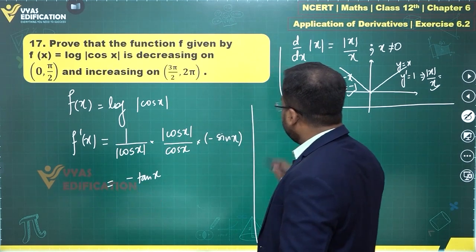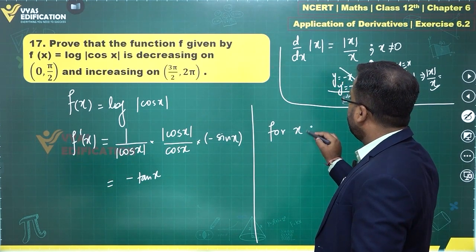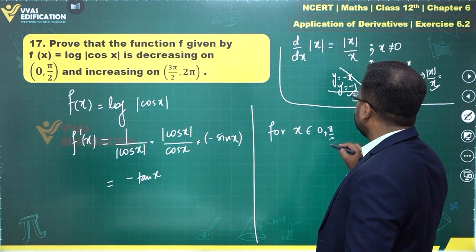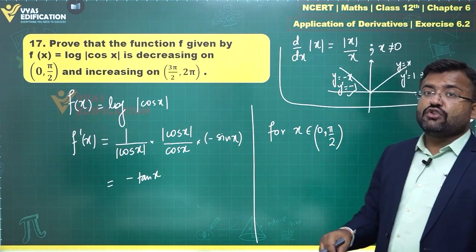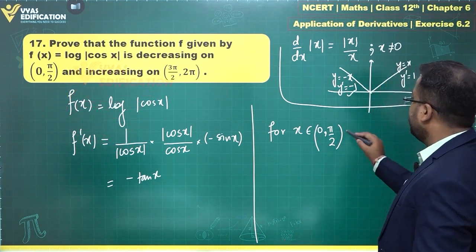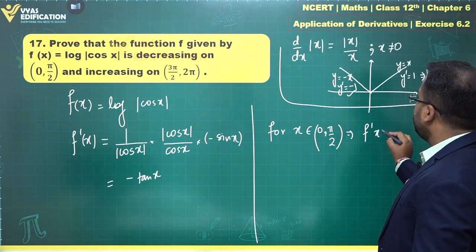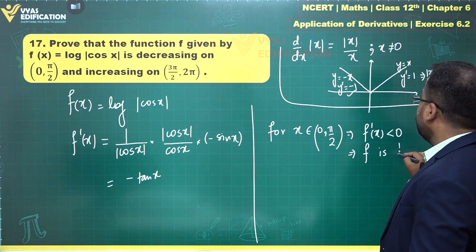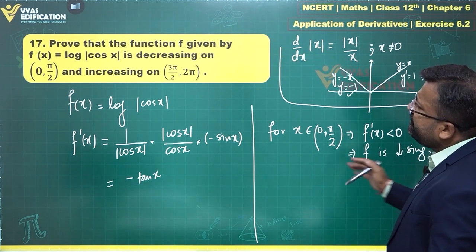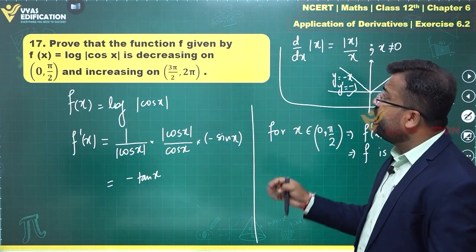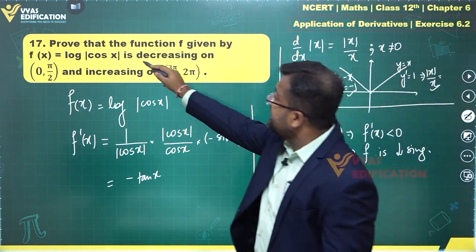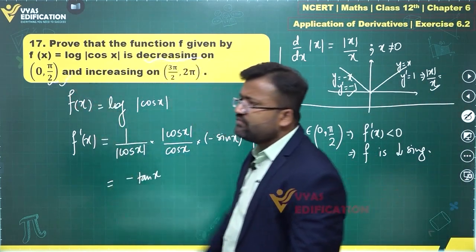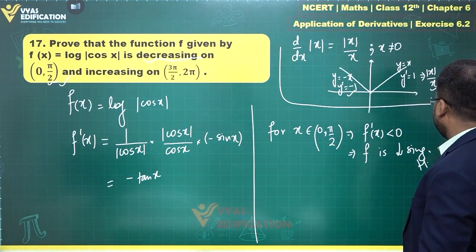What about the first quadrant? For x belongs to 0 comma pi by 2, in this interval, tan x is positive, so minus tan x will be negative. This gives me f prime x will be less than 0. This tells me that f is decreasing in this interval. And was that what we wanted to prove? The function given by this is decreasing on this interval. Yes, this is what we wanted to prove. That's the first part of the question.